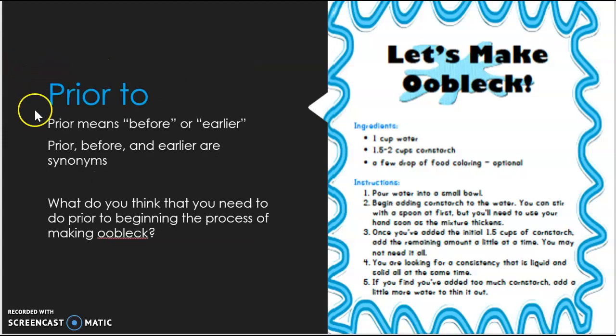Now let's look at the second word, prior to. Prior to means before or earlier. Prior, before, and earlier are all synonyms. What do you think you need to do prior to beginning the process of making oobleck? What do you think would be a smart step to do prior to making this?